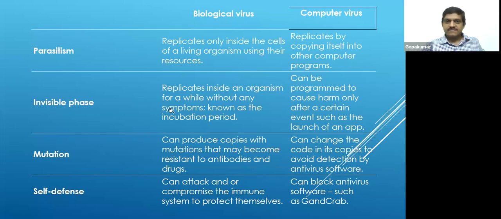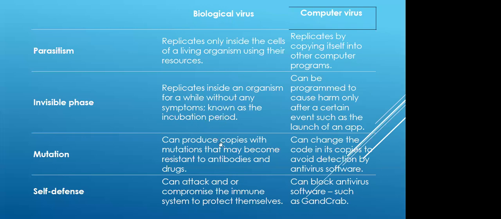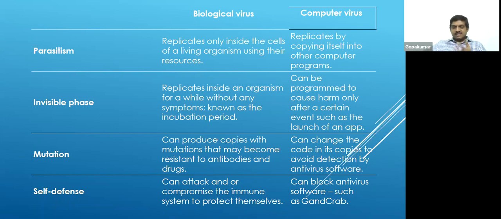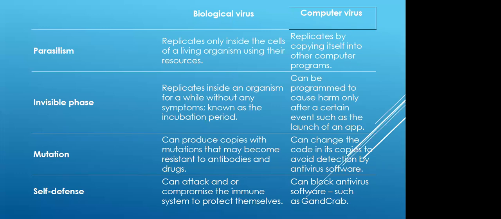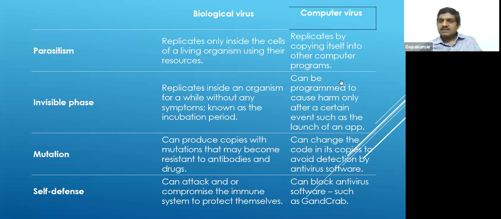Then there is the invisible phase. The virus replicates inside the organism for a while without any symptoms. When we get sick, only then do we know that an infection has happened, but by that time there will be millions of copies of viruses in a second. Similarly, a computer virus can be programmed to cause harm only after certain events, such as the launch of an app, as we have discussed.